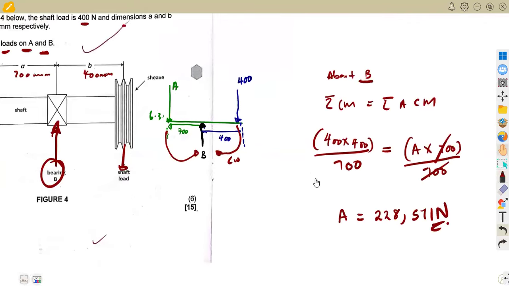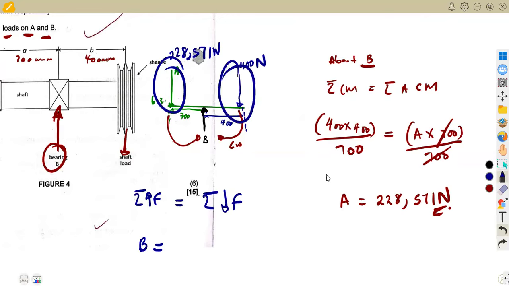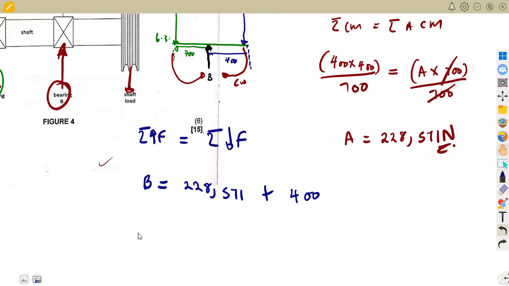So instead of us going back again using the law of moments, we can simply apply this time because we know what is at A. This is 228.571 Newton. So we can use from the forces now that the sum of the upward forces must be equal to the sum of the downward forces. So what is going up? It is B. It must be equal to what is going down, the point loads. The point load at A, which is 228.571, plus the point load at the end, which is 400. So this was going to give us what we have at B. So B was going to be 628.571 Newton.